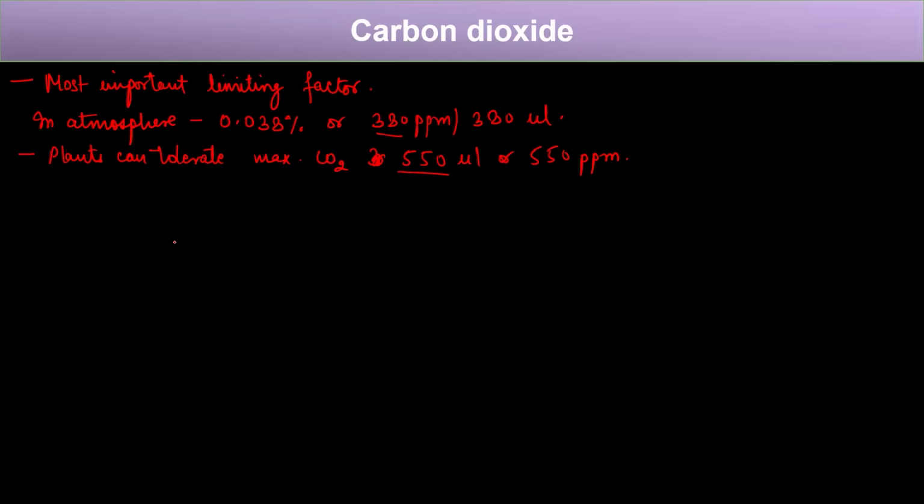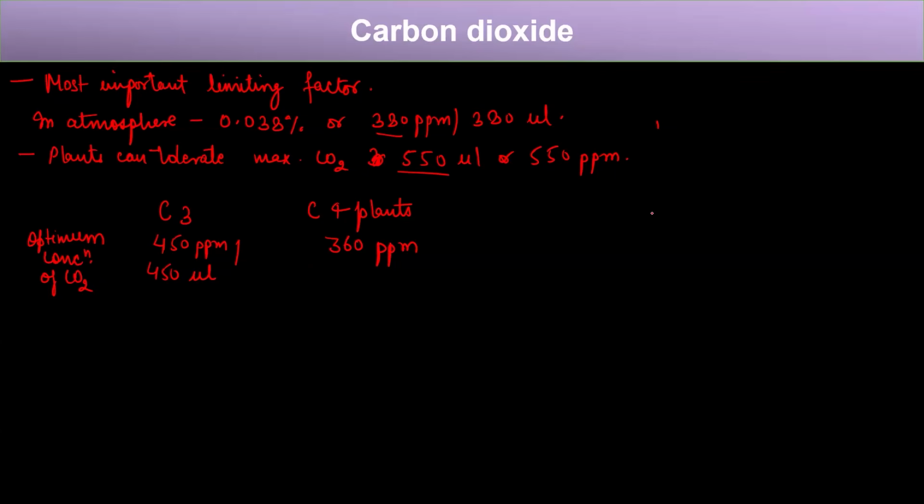Okay. Now we have studied about the different types of plants. For example, say C3 plants, right? And we have seen C4 plants. Now these plants have different carbon dioxide optimum. Okay. So the optimum concentration of CO2 that these plants require: the C3 plants require 450 ppm, or 450 microliter. So ppm and microliter is the same. Okay. And the C4 plants require 360 ppm.